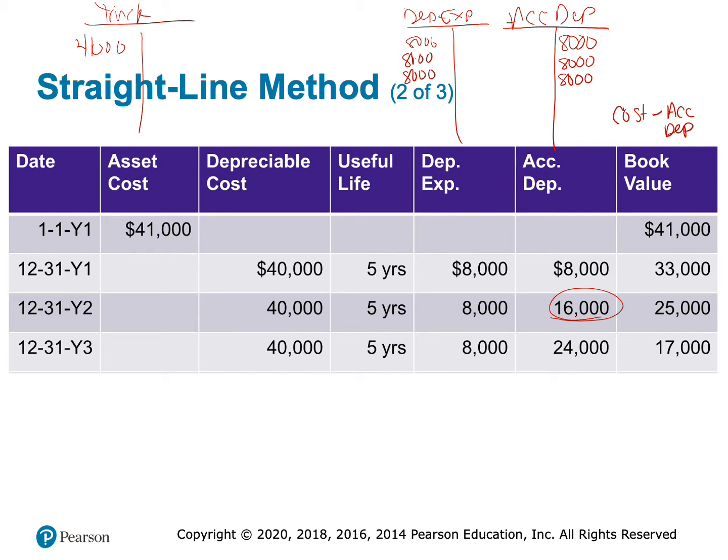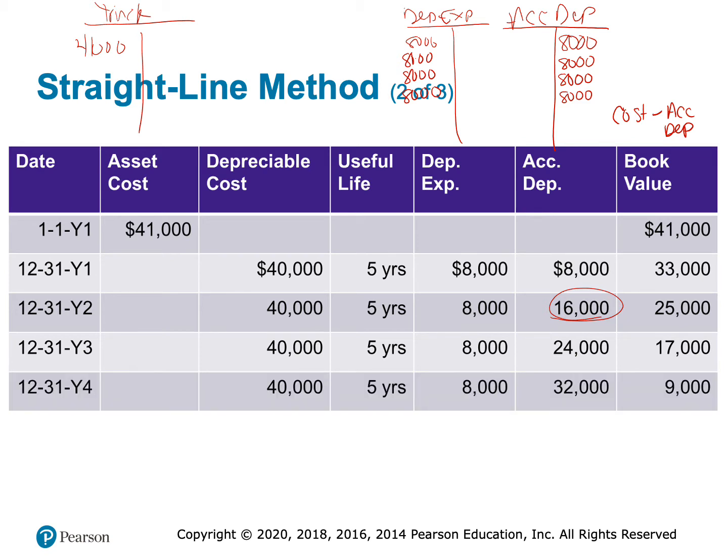So now jump forward another year. It's 12/31 of year 4. I'm still using the truck. I'm doing my adjusting entries. I'm going to do an entry to debit depreciation expense for $8,000 and credit accumulated depreciation for $8,000. Now the balance in accumulated depreciation is $32,000, and notice the book value is $9,000. So here we get to the end of year 5.